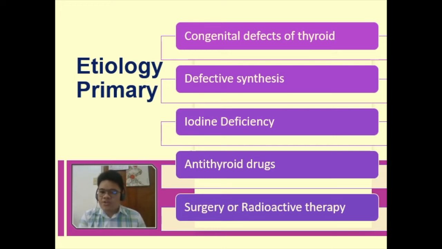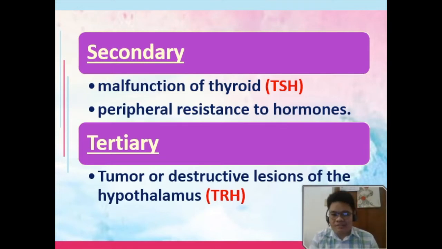It is also known as your Hashimoto's disease. Your Hashimoto's disease class would initially manifest as hyperthyroidism and then later on would become hypothyroidism. Okay? Then you have your secondary causes.